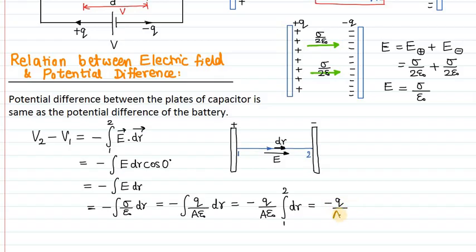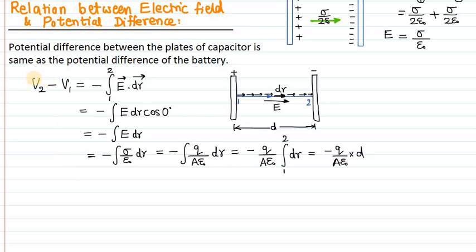Well, let's see. dr is a small amount of length on this straight line path 1 to 2. So integration means the summation of the dr length. This entire path can be broken down into several small dr vectors, and the total sum of all the dr vectors will be equal to the length of this line 1 to 2, and the length of that line is nothing but the distance between the plates. So the integration of dr is nothing but the total path length, which is d, the distance between the two plates.